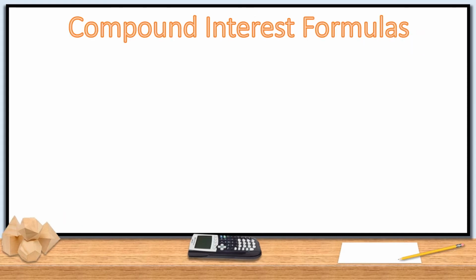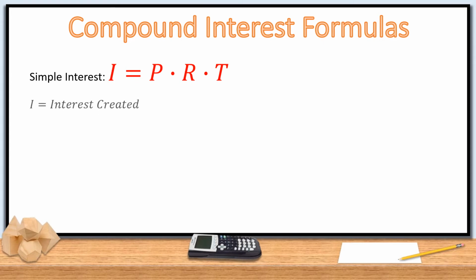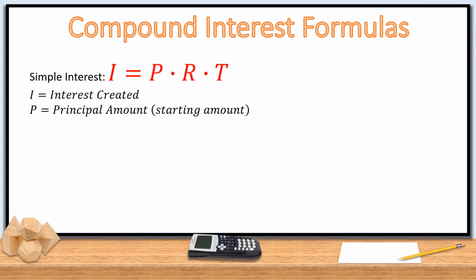All right, so compound interest formulas. These are some new ones for you that I do need you to know, and they're worth knowing anyway. So the first one is simple interest. This is the most basic type of interest we have. I is the interest that you would earn on a loan or an investment. P is the principal amount, so the amount borrowed or the amount invested. R is the interest rate, and T is time.